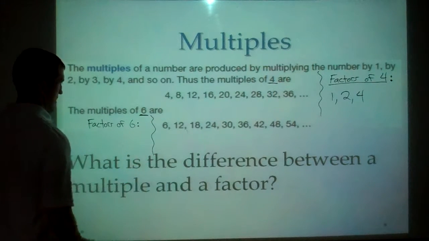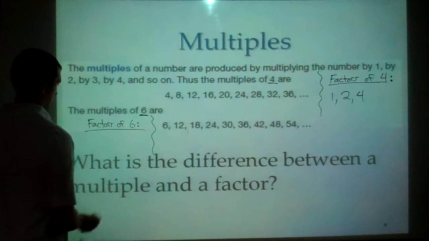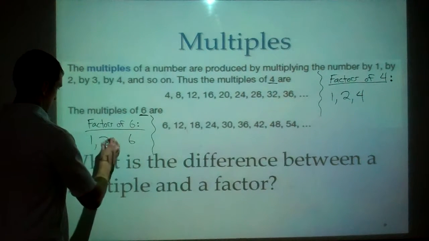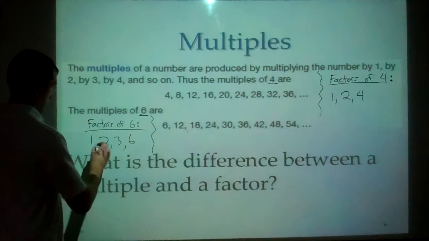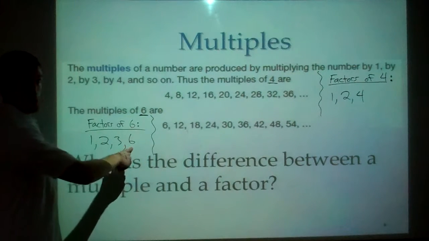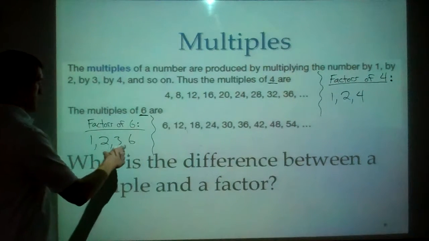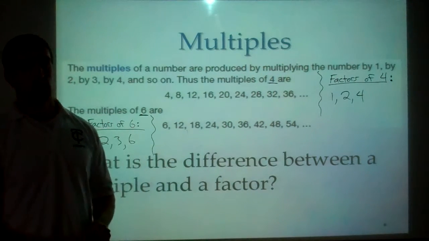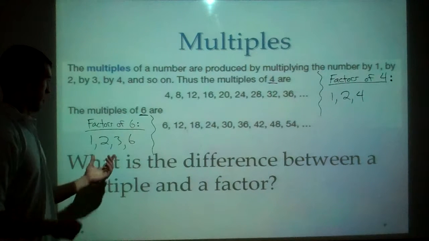And we'll make sure we separate these here. Factors of 6: 1 and 6, 1 times 6, 2 and 3. So 1 and 6 multiplied together give us 6, 2 times 3 gives us 6. Those are all the numbers that will divide 6 evenly, also the numbers we multiply together to get 6.